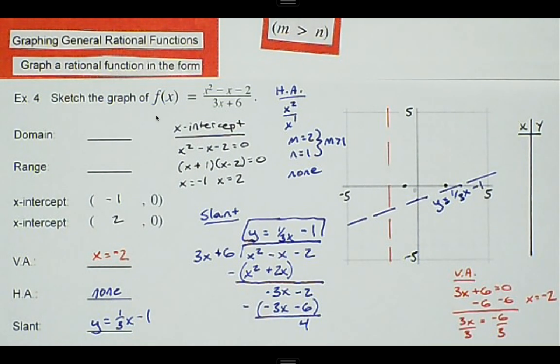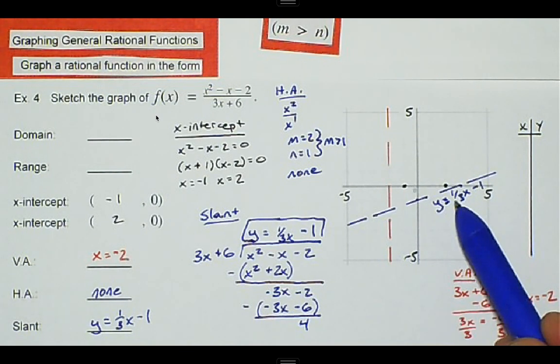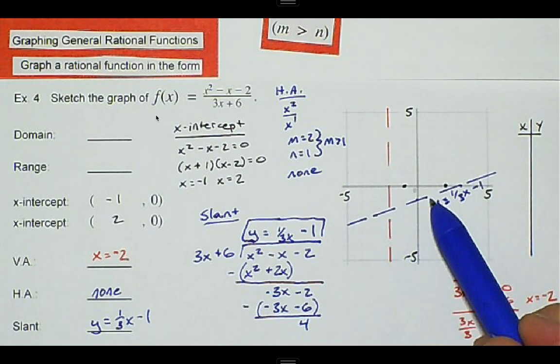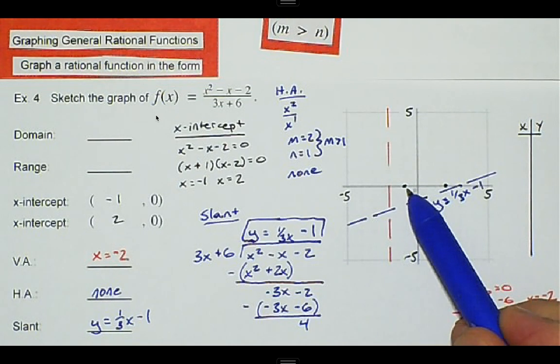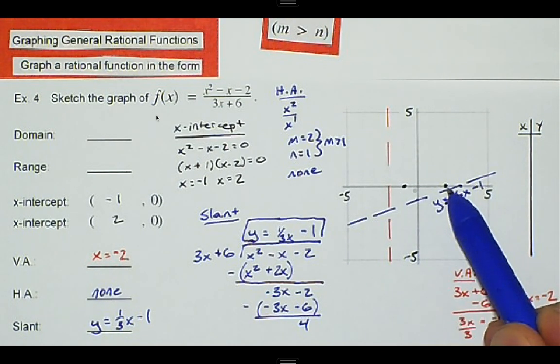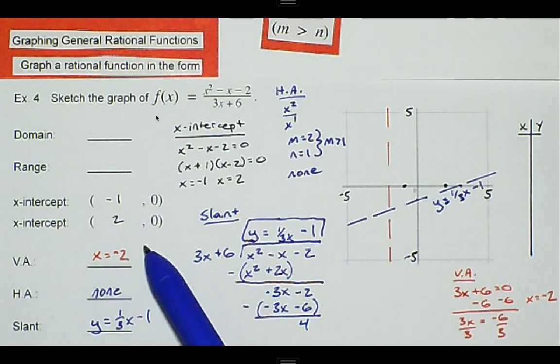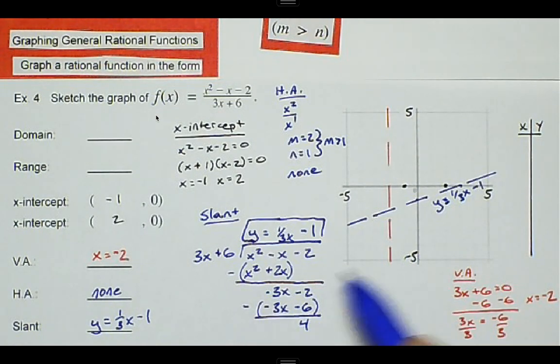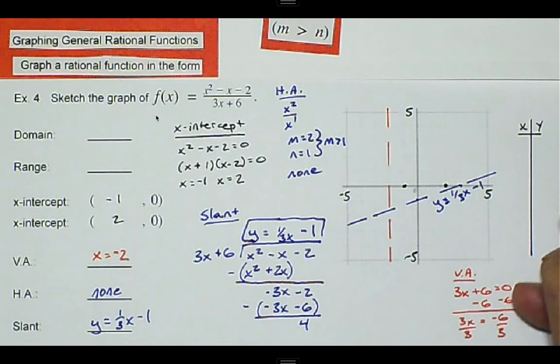So we have our vertical asymptote. We don't have a horizontal asymptote, and then we have our slant asymptote. We already have a couple points graphed here. We have negative 1 and we have 2. Those are graphed already. So let's try just picking one more point here.